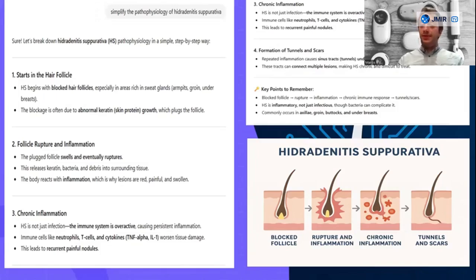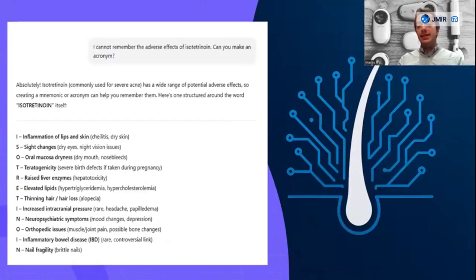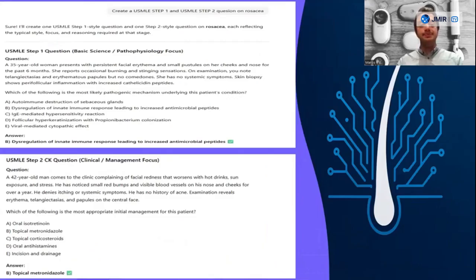Herein we can see the simplification or clarification of a complex concept in dermatology, such as the pathophysiology of hidradenitis suppurativa. And we can see that the chatbot breaks this concept into step-by-step understandable content and also creates a figure showing the pathophysiology at a glance. Here we can see that the chatbot proposes a mnemonic and an acronym for the adverse effects of isotretinoin, which is a high-yield topic in dermatology, and proposes the same word, isotretinoin, so the medical student doesn't have to memorize a separate mnemonic, and each letter represents a separate adverse effect.